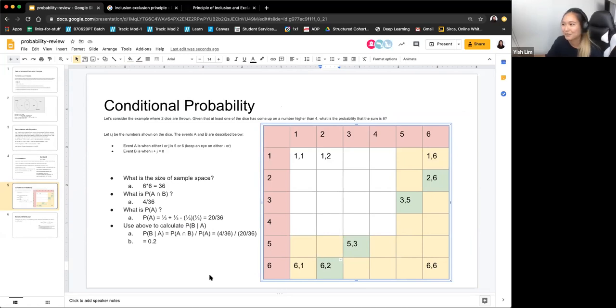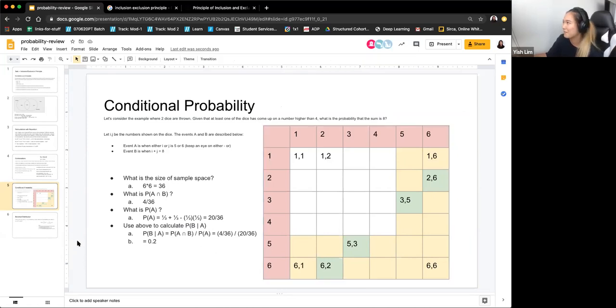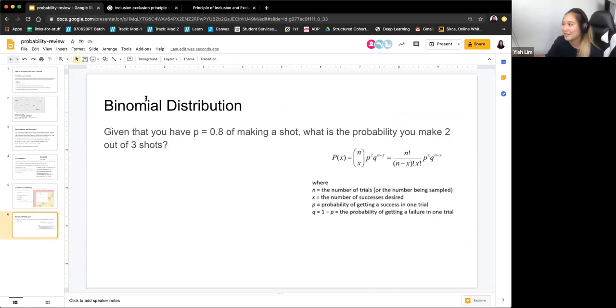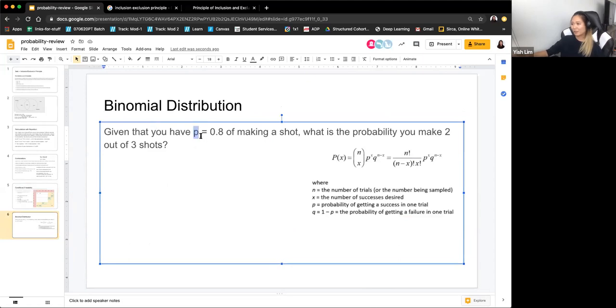All right, we have 10 more minutes. Let's very quickly go through the binomial distribution. This is the same problem that I set up last time during study group. Given that you have a probability of 0.8 of making a shot, what's the probability that you make 2 out of 3 shots? And this is the formula.